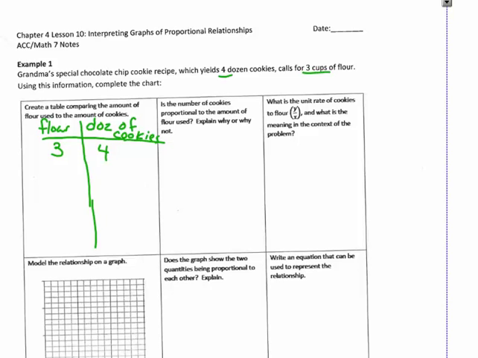So if I double that, if I have 6 cups, I should be able to get 8 dozen. If I do another times 3, so if I have 9, then I'm going to get 12 dozen. And if I had 12, I would get 16. So I think that's good for that. Is the number of cookies proportional to the amount of flour used? Yes, because the unit rate is the same.